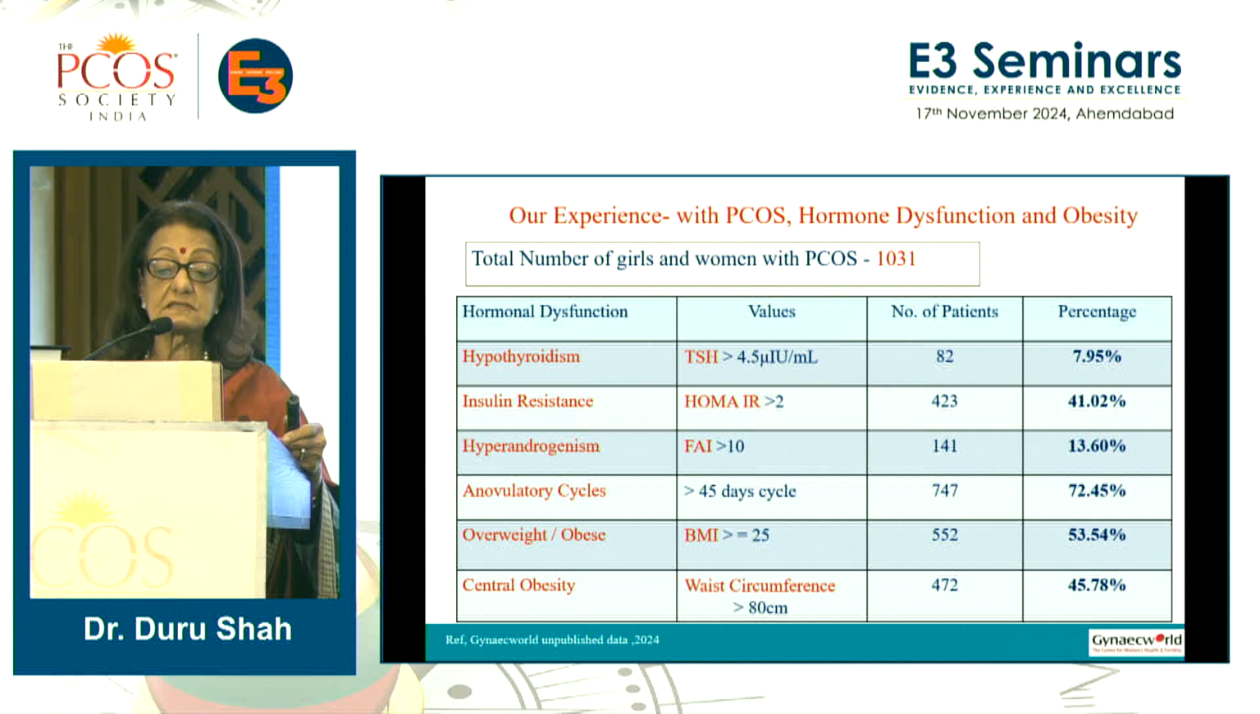Now if you look at this data of our own experience, this is data of almost more than 1000 patients, where we have got a TSH value of more than 4.5, so 7.9% are hypothyroid. There are 41% insulin resistant, 13% hyperandrogenic, 72% have anovulatory cycles, 53% are obese, with 45% having central obesity, which means again that it's insulin resistance. So in short, there's so much metabolic derangement in the patients when they come to us.